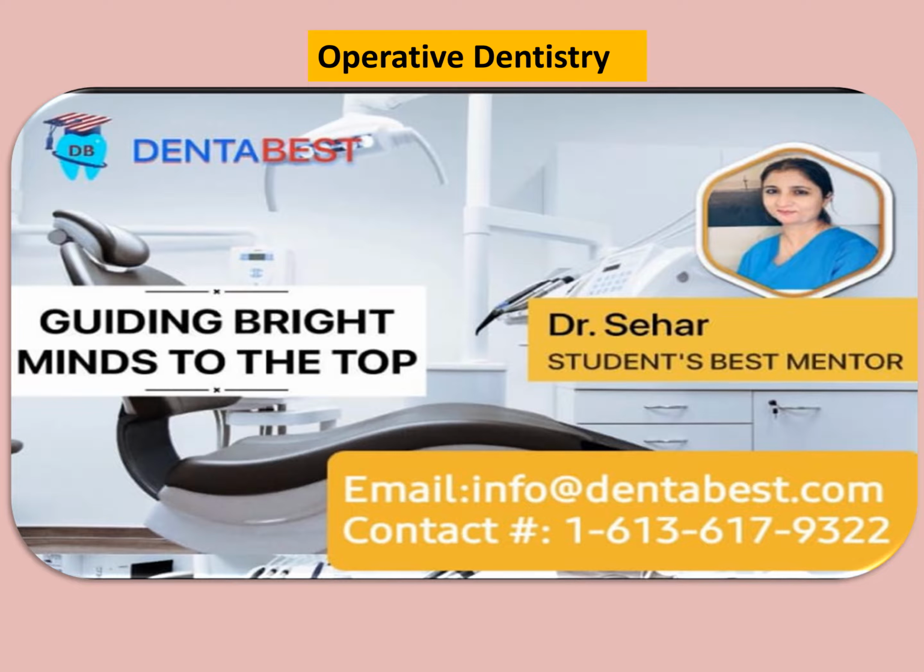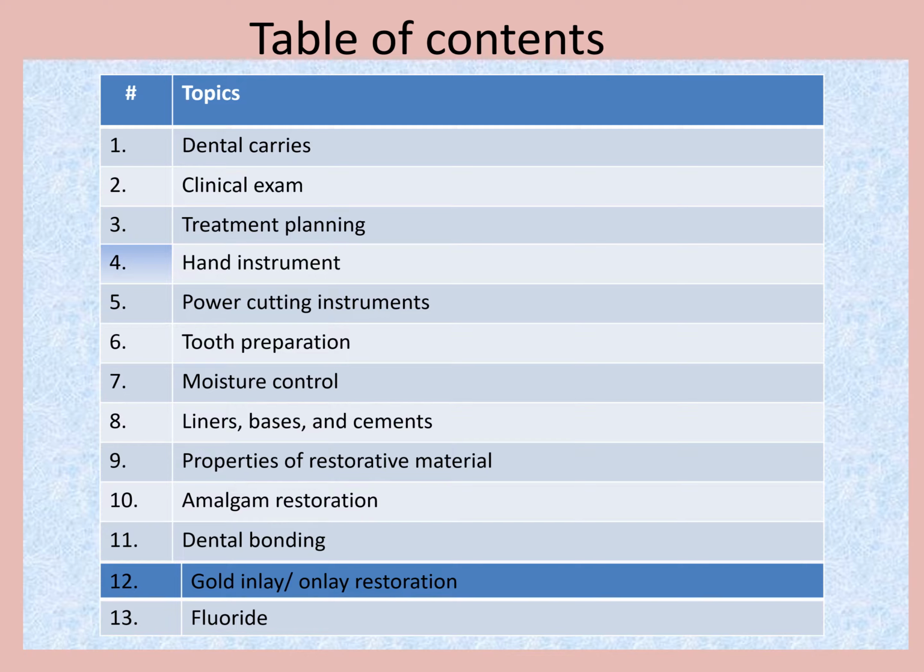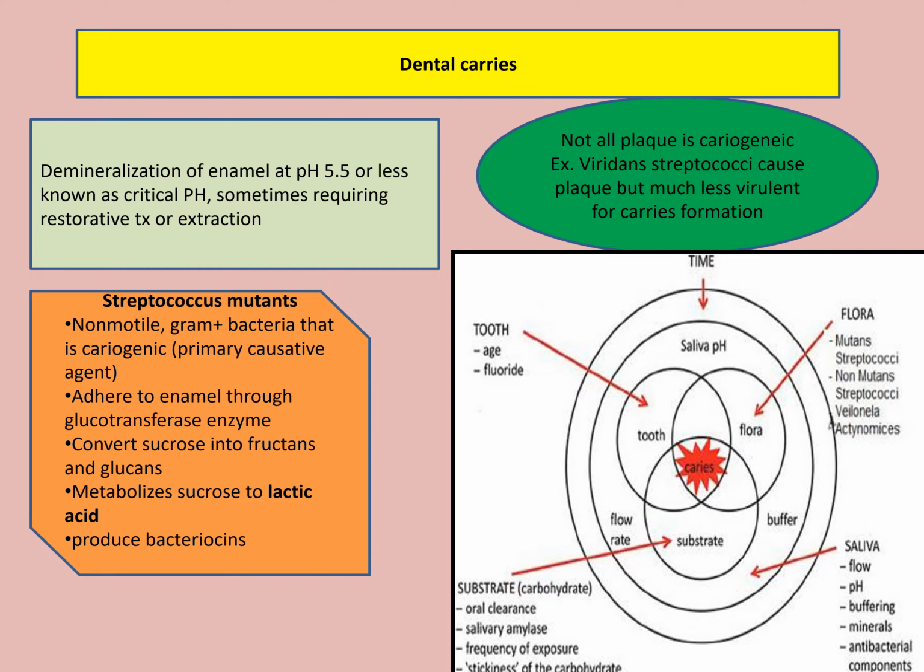So let us start from the table of contents first. In the table of contents, we have the dental caries, the clinical examination, treatment planning, hand instrumentation, power cutting instruments, tooth preparation, moisture control, liner bases and cements, properties of restorative material, amalgam restoration, dental bonding, inlays, onlays, and the fluoride section.